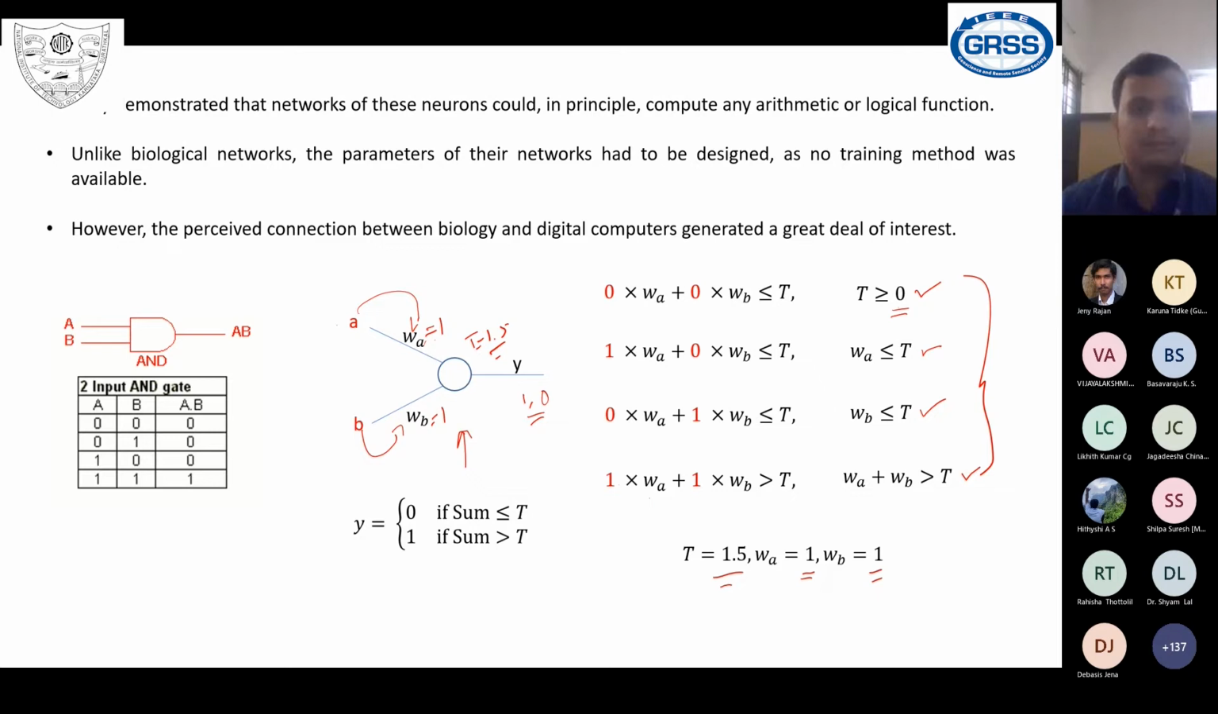Is it clear? So here I fixed it as 1.5. You can also select the value of T as 10 because 10 is also greater than 0. Then appropriately you have to select the values of WA and WB. Is it clear?